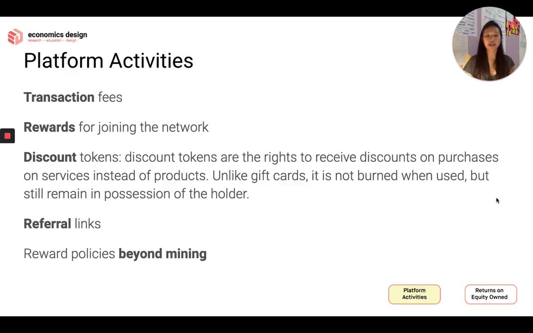So what about the business application? The things about platform activities could be stuff like transaction fees, rewards for joining the network, discount tokens, referral links, and different kinds of reward policies. For transaction fees, this is quite a common thing. This is one of the reasons to incentivize people to continue staying on the platform.